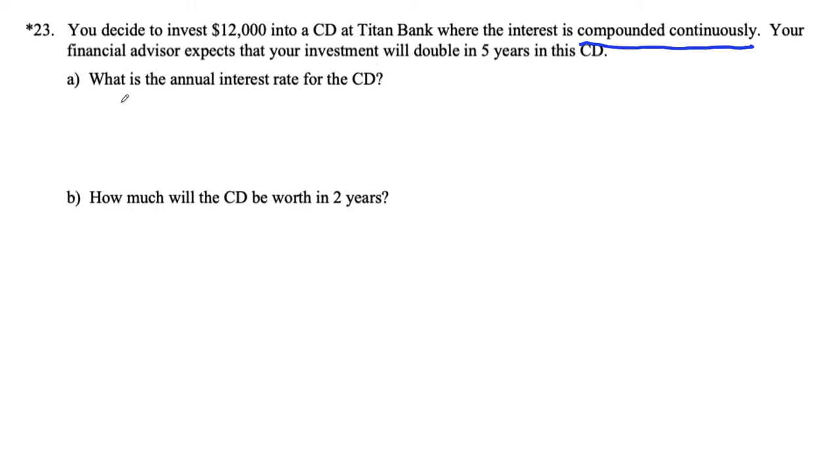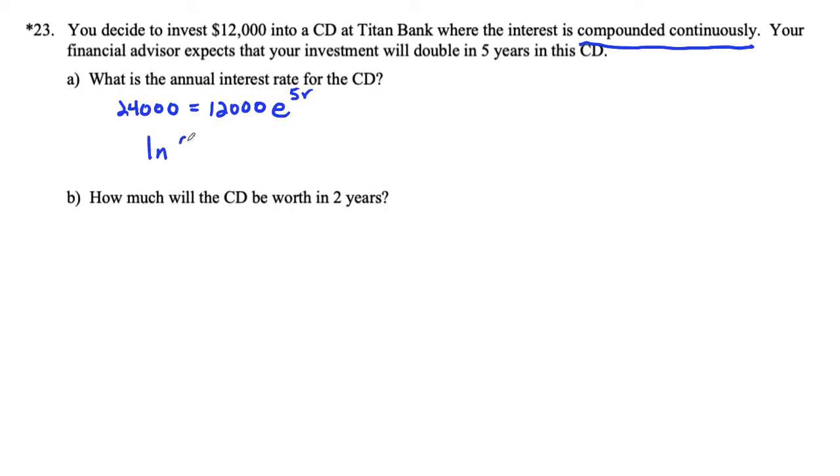So if it doubles, that means we're going to end up with $24,000, right? Our initial amount was $12,000. We don't know what our rate is. We know we want it to double in 5 years, so we end up with 5R. So we need to solve this for R. This is going to require us to rewrite this as a logarithmic statement, right? So divide both sides by 12,000 first, and then we'll rewrite it as a logarithm.